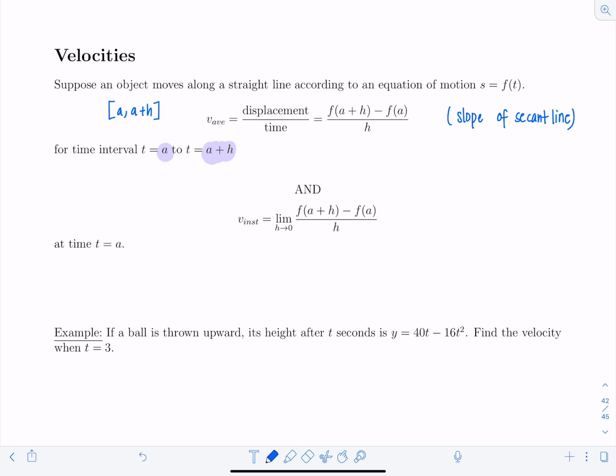Now, if you want the instantaneous velocity, this is instantaneous, at one moment in time, then you need to take the limit as h approaches 0 of f of a plus h minus f of a divided by h. This corresponds with the slope of the tangent line.